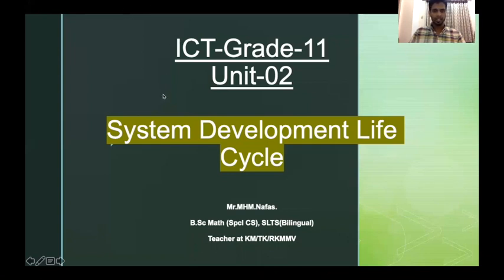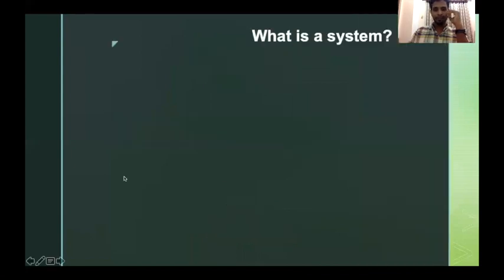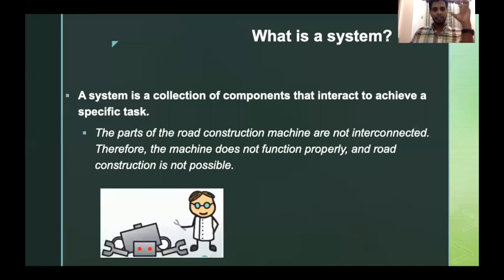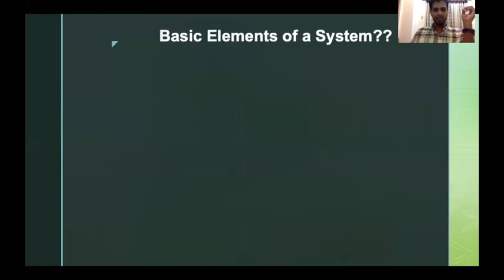Yes, sir. Okay, right. So this is our second lesson in the system development life cycle, and I will just briefly go over what we covered in the last class. We started the system development life cycle unit number 2, and we talked about what a system is. A system is nothing but a collection of components which all work together to achieve a particular task. We saw one very basic example of a system, the road construction machines.